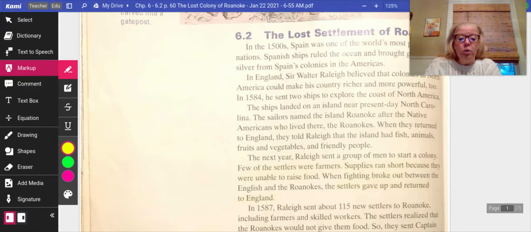The next year, Walter Raleigh sent a group of men to start a colony. Few of the settlers were farmers. Supplies ran short because they were unable to raise food. When fighting broke out between the English and the Roanokes, the settlers gave up and returned to England. So they were not prepared. They were not prepared to live over in a land they had never really seen before. They didn't really know the climate. They didn't know the soil and how to grow things here. So they were not successful.